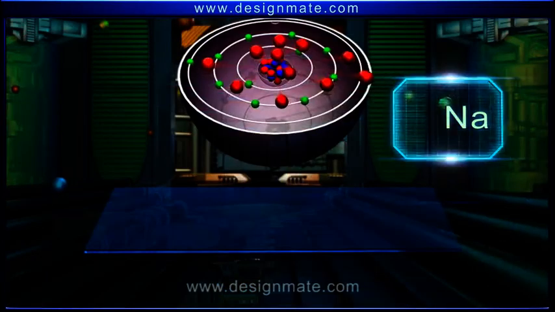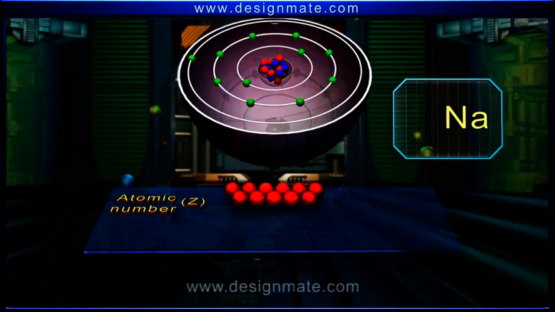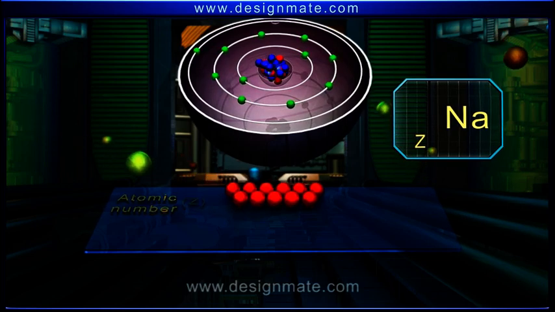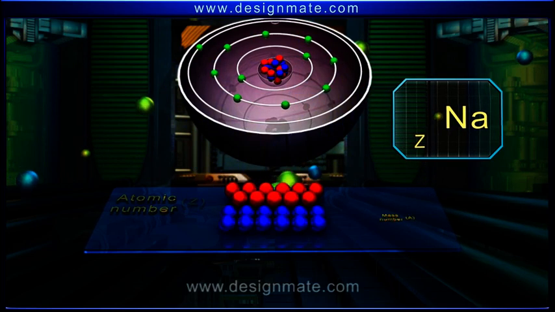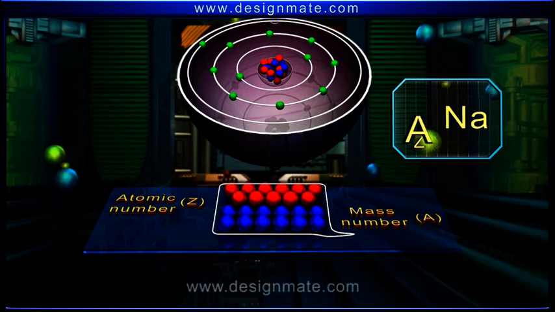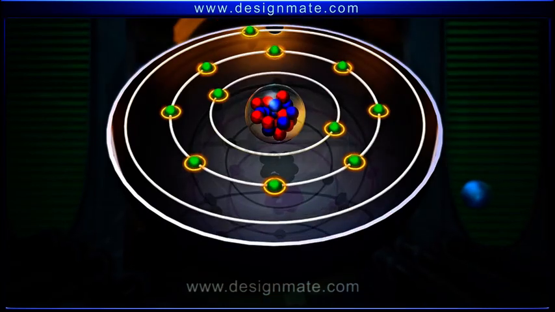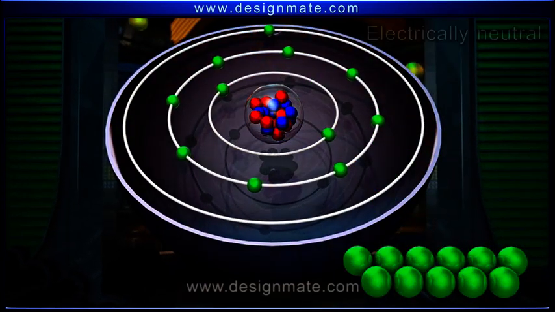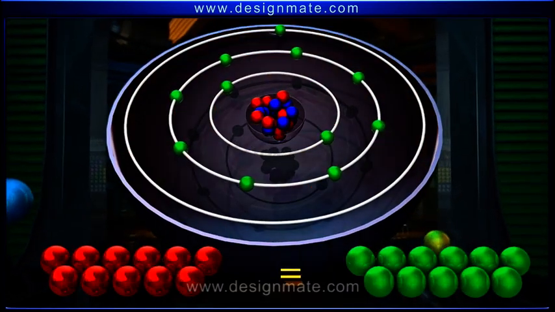Summary: We have seen that the number of protons present in the nucleus of an atom denotes its atomic number, while the sum of its protons and neutrons denotes its mass number. The atom is electrically neutral as it has the same number of electrons as protons.